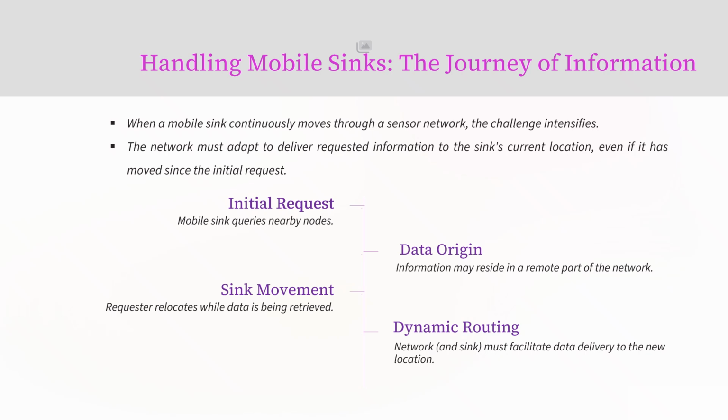So the requester relocates while data is being retrieved. Assume that the person is at position x1, y1 and has requested the data, and later he has moved to a new position x2, y2, but still he has to get the same information he requested. That is what we call dynamic routing. Even though the position changes, the sync remains the same and the source remains the same. So it has to be carried out.